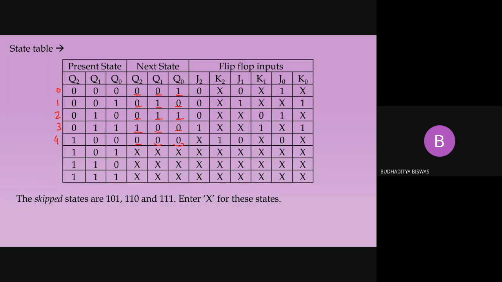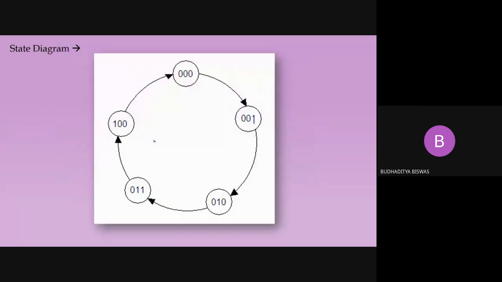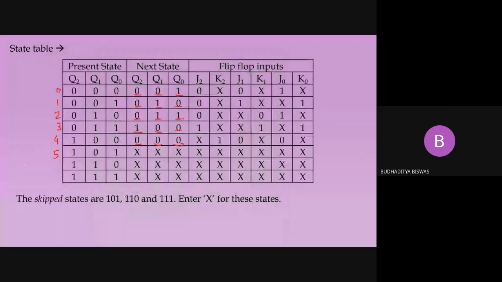Now come to this one. If the present state is 5, then what will be the next state? So in the state diagram, is it mentioned? First, is our 5 state mentioned here or not? No, sir, it's not mentioned. So that means if the present state is 5, the next state may be anything. That's why it will be a don't care condition, because this is not a useful state.